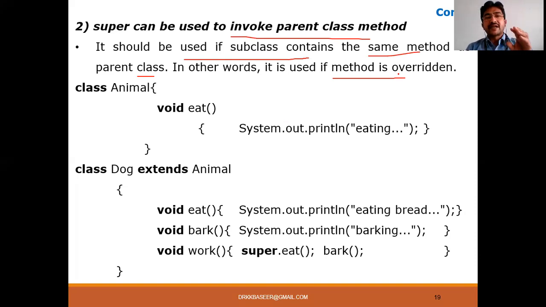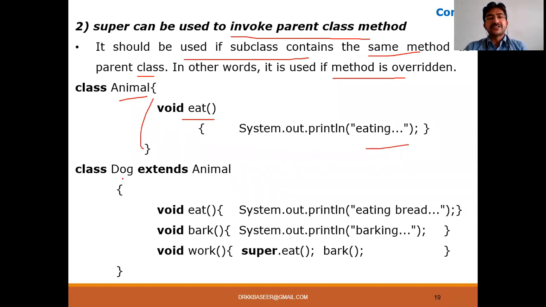The parent class uses a method called eat, and the child class also uses a method called eat. If two different classes use the same method name, then it is called method overriding. See the example. Here the class called Animal, I am defining a method called eat, nothing but eating, and that is the end of the class.